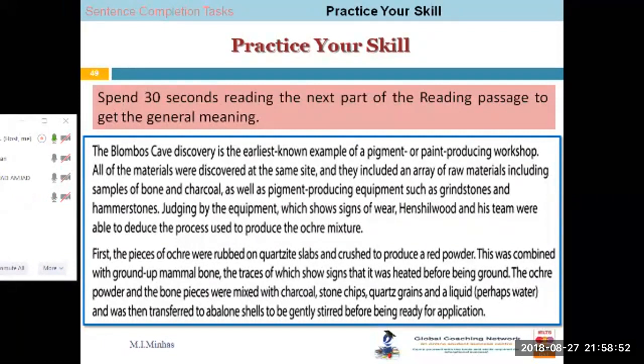Abdurrahman, please go. Sorry, Amjad, please go ahead. The Blombos cave discovery is the earliest known example of a pigment or paint producing workshop. All of the materials were discovered at the same site, and they included an array of raw materials, including samples of bone and charcoal, as well as pigment producing equipment such as grindstones and hammerstones. Judging by the equipment, which shows signs of wear, Henshilwood and his team were able to deduce the process used to produce the ochre mixture.